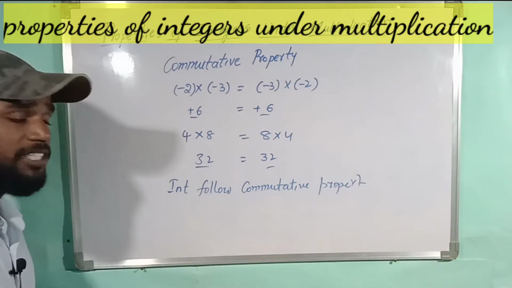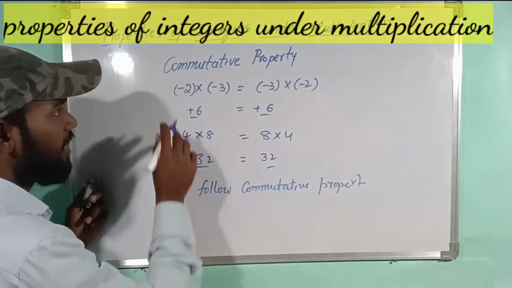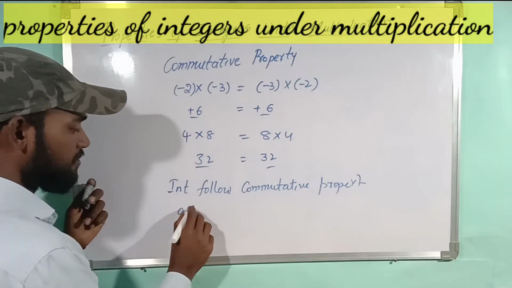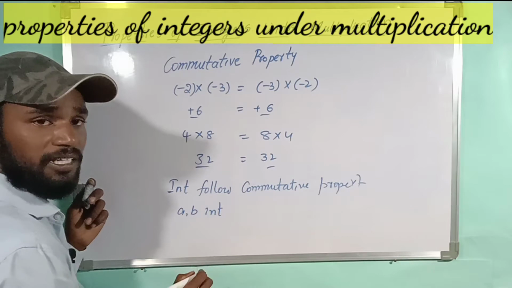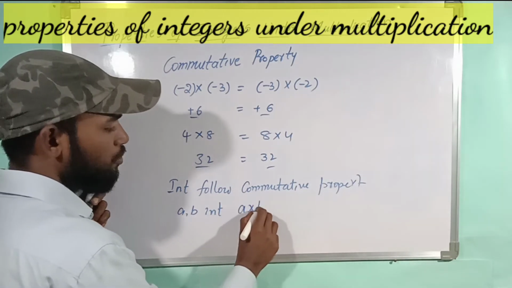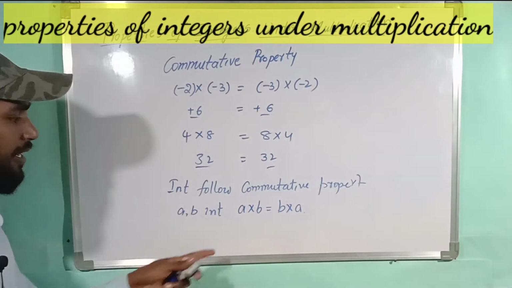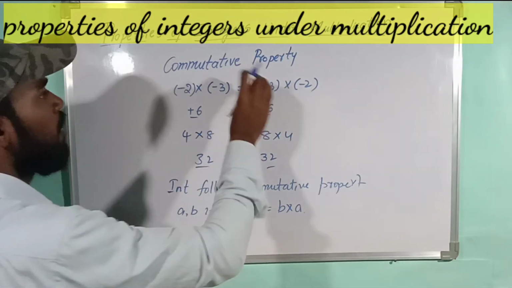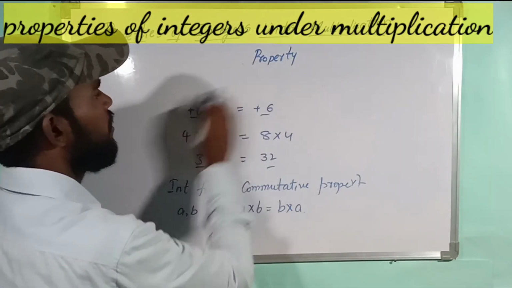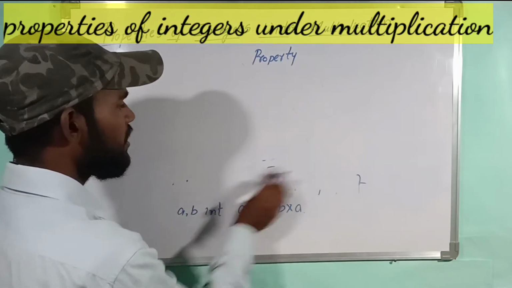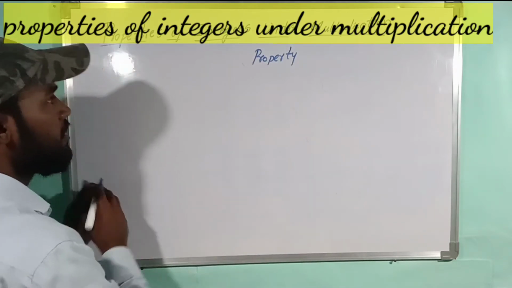And next, in general we can write: let A, B be integers. Then A into B is equal to B into A. This is commutative property. A into B is equal to B into A. Now we are moving to the next one, associative property. Okay, clear?